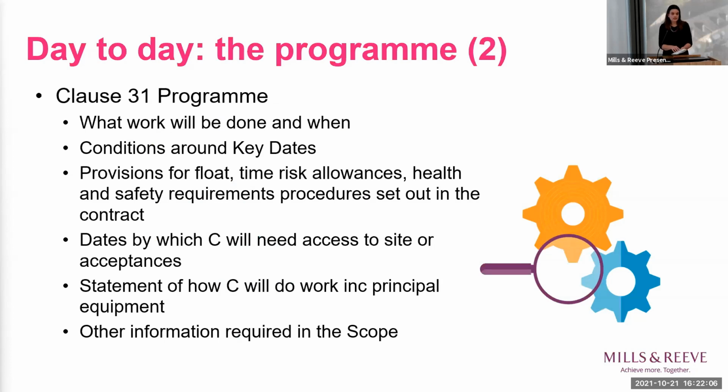And then clause 31 sets out what has to be in the initial programme, and there's lots of points to think about. So beyond what work will be done and when, we've got conditions around any key dates in the contract, provisions for float, time allowances, health and safety requirements, dates when the contractor will need access or acceptances from the client. There should be a statement about how the contractor will do the work, including when principal equipment will be needed, and you can include anything else you want on the programme in the scope. So there's a lot to make sure is in there, and it's very important, I think, for both parties to do that at the beginning in this first clause 31 programme.